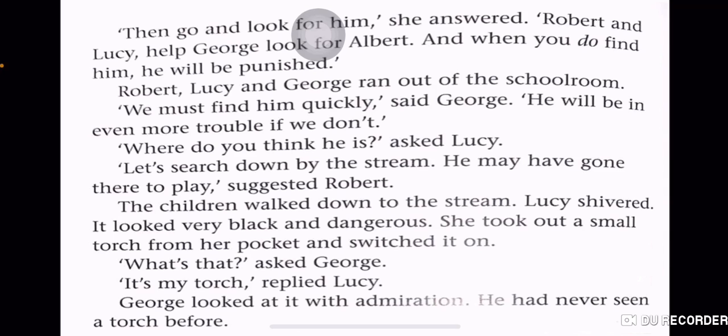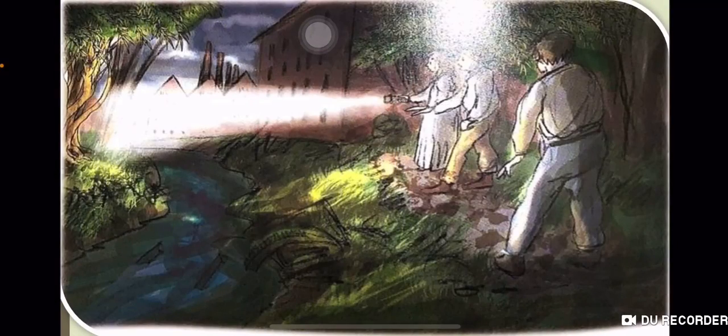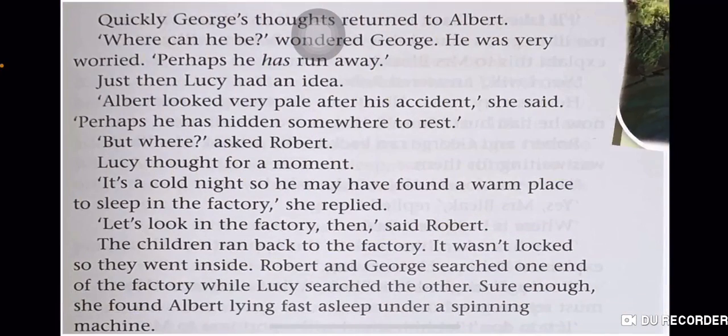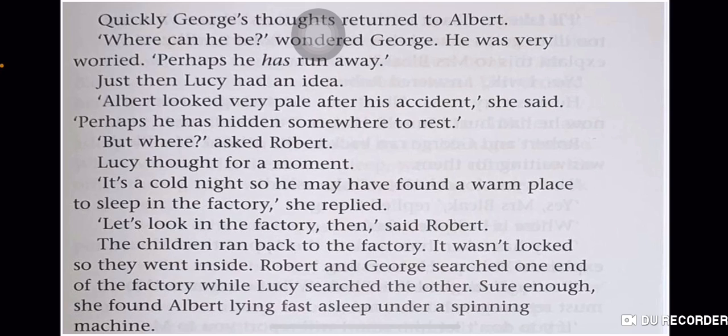She took out a small torch from her pocket and switched it on. What's that? Asked George. It's my torch, replied Lucy. George looked at it with admiration. He had never seen a torch before. Here, Lucy is taking out the torch from her pocket, and George looks very amazed. He never saw a torch before.